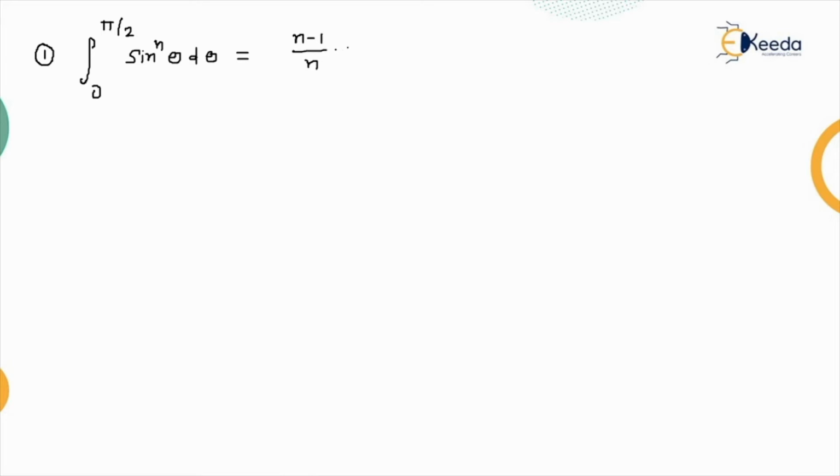Now you give a gap of 2 in the upper part as well as the lower part. So here you write (n minus 3) by (n minus 2), and the next term will be (n minus 5) by (n minus 4), and so on. And the last term will be what?